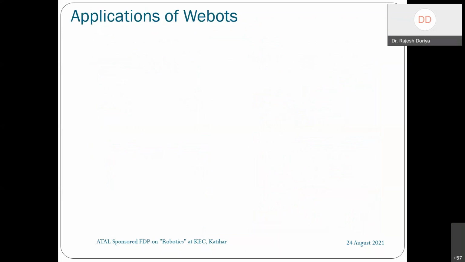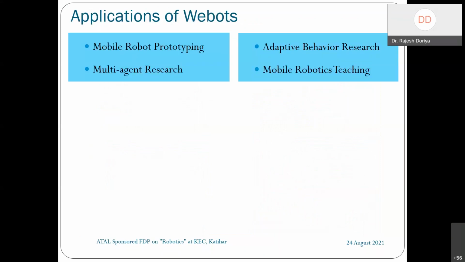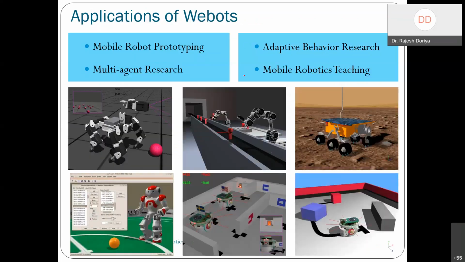So if you talk about the applications, then Webots is being widely used in mobile robot prototyping. It is being used in multi-agent research, adaptive behavior research, mobile robotics teaching. So these are some of the applications where it is being used extensively. And these are some of the snapshots of the robots which are already available in the Webots software. So Aibo robot is there, pet robot is there, industrial robot is there, Nao robot is there, e-puck robot is there. So as you can see, some well-known robots are already available in the Webots software.